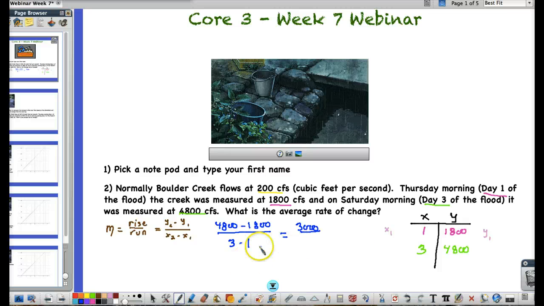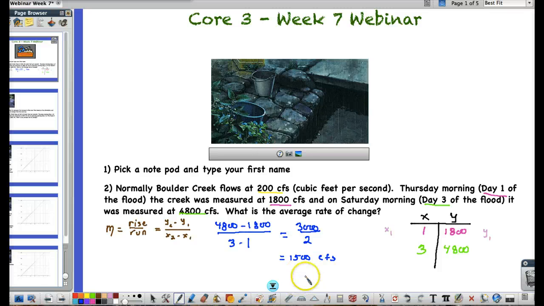Because our x1 is 1, not 2. So it's 3,000 over 2, which gives us, now we have to divide, 1,500 cubic feet per second. So that's our average rate of change every day. So the river is increasing in intensity by 1,500 cubic feet per second every single day. If we followed that pattern, it would continue that way forever. But hopefully the rain would stop, and then we wouldn't continue to increase our river speed.